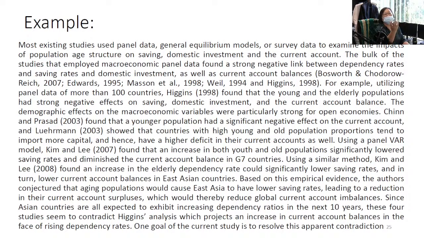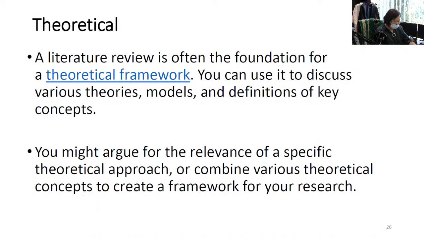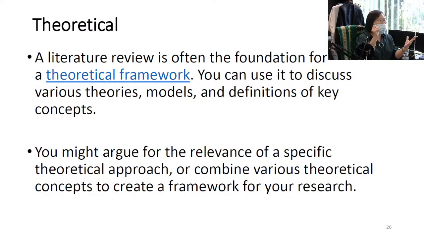Next, a theory. You can also use a theoretical approach. A literature review often uses the foundation of a theoretical framework. You can use it to discuss various theories, models, and definitions of key concepts. If you're using a theoretical framework, that means you are trying to discuss the limitations of the existing theoretical framework, and what your contribution or the gap is that you can contribute. Either you improve the existing theory, or you introduce a new variable in the existing theory.